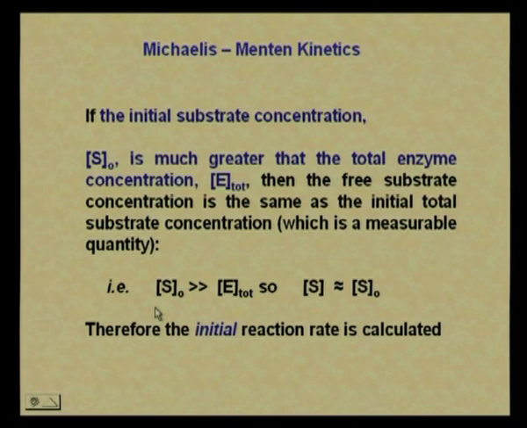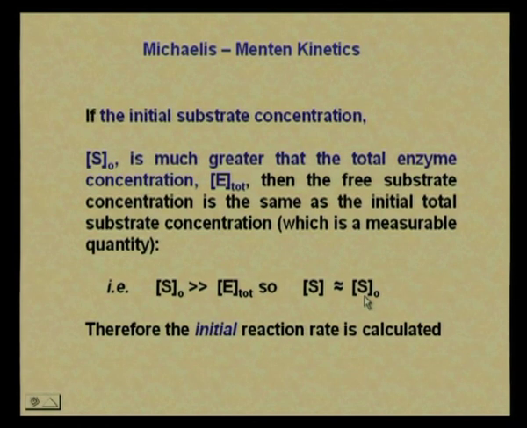Now, for certain reactions in Michaelis Menten, there is another consideration that is made, where we consider that the substrate concentration is very high. If the initial concentration of the substrate is much greater than the total enzyme concentration, then there are certain assumptions that we can make, where we can consider the free substrate concentration to be approximately equal to the initial concentration that we started off with.